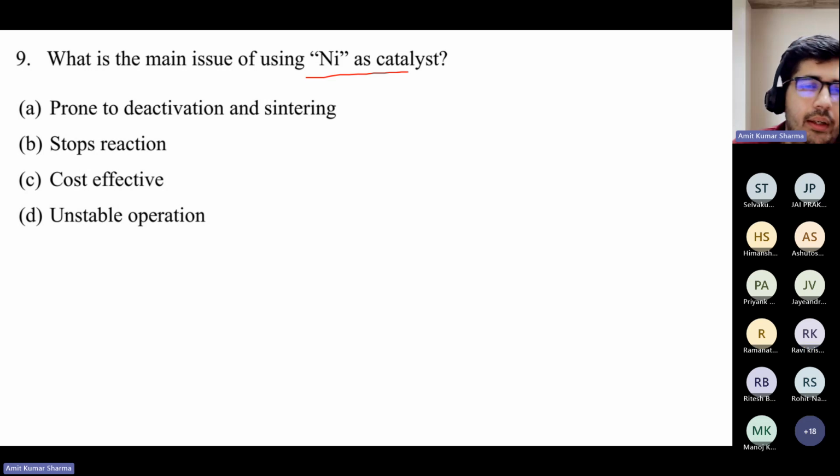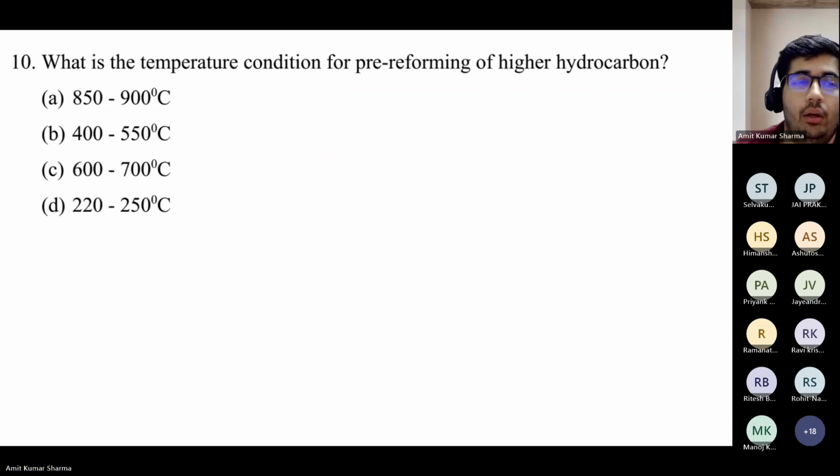As we all know, nickel is very prone to deactivation due to carbon deposition. That's why the answer is A. Stops reaction, no. Cost effective, it is widely available. Unstable operation, no, it gives a stable operation. The correct answer is A, prone to deactivation and sintering. And what is the temperature condition for pre-reforming of higher hydrocarbons?